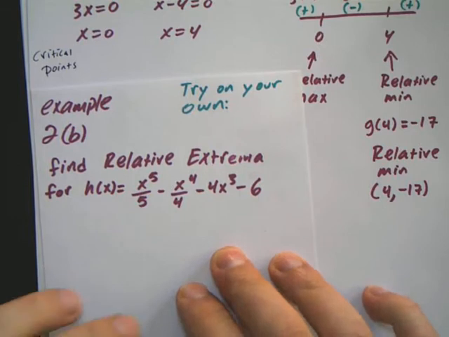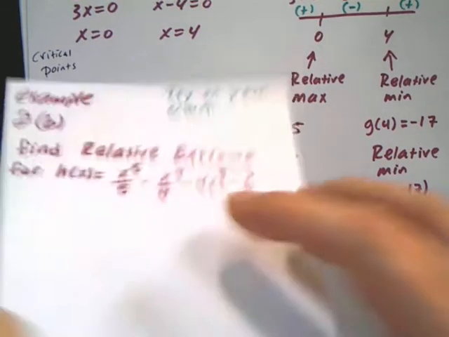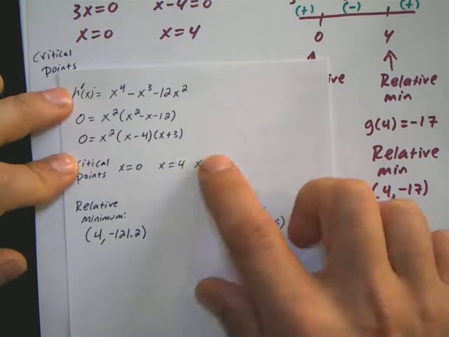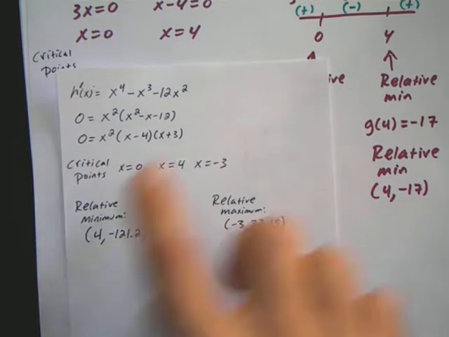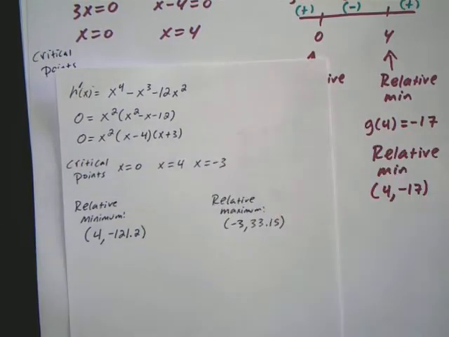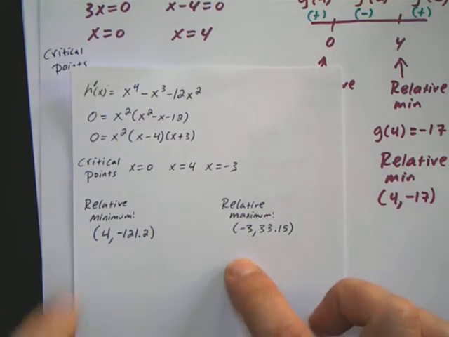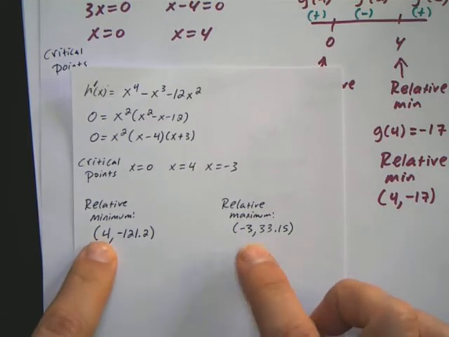Alright, so here's the answer to 2b. Here's the derivative in case you don't get this right answer. Maybe you have the wrong derivative, so maybe this is what the derivative should have been. And the critical points I got were 0, 4, and negative 3. And there were only 2 sign changes. The sign change occurred at 4 and negative 3.